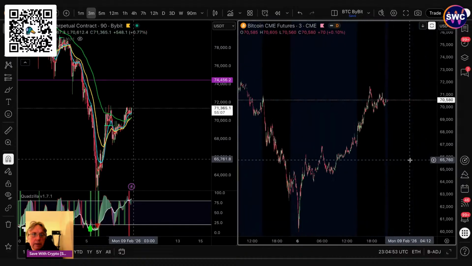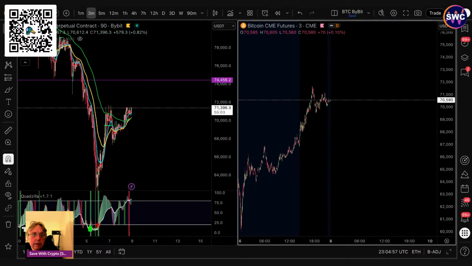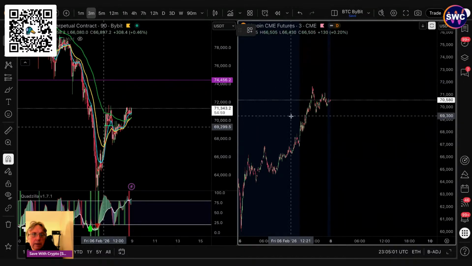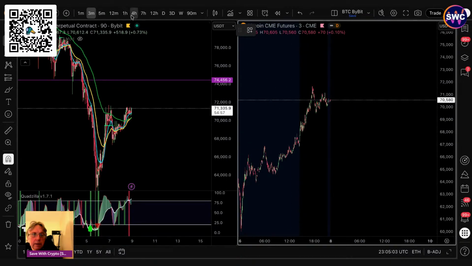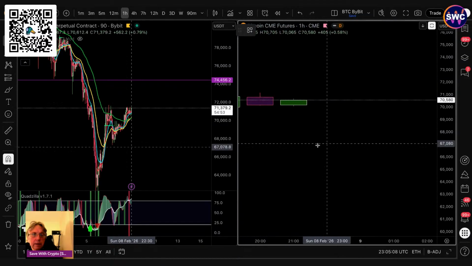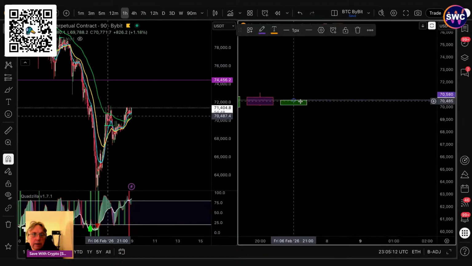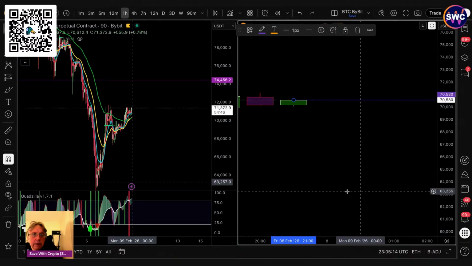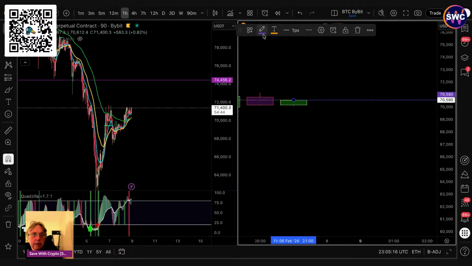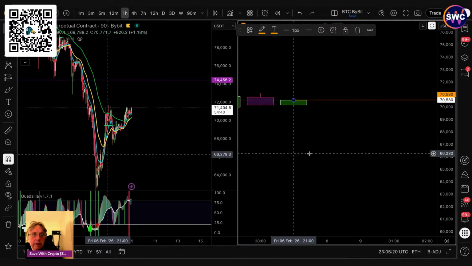Okay, so that was a level there. Let's just mark that in with a horizontal ray. So it closed on a green candle. So that level there was the top of the body of the green candle. So I'm going to make that orange because I always do.